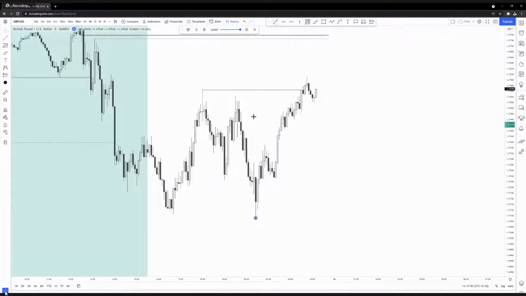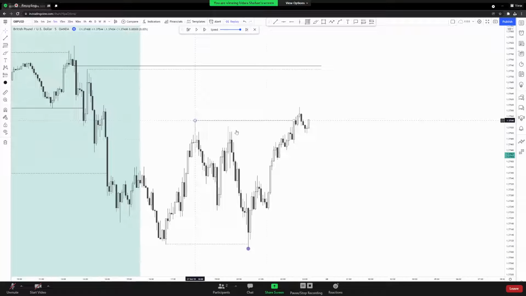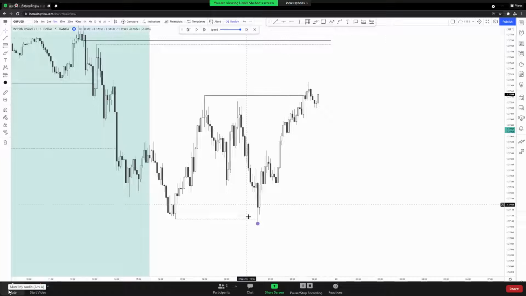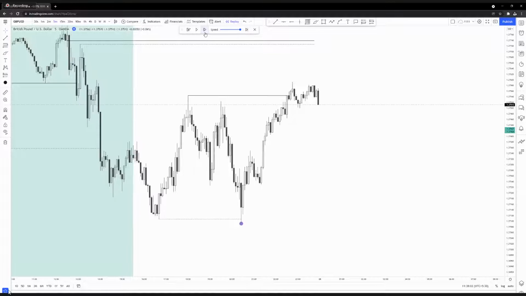So we have a strong low here. Why? It took out liquidity and broke structure, right? Broke structure, so we have a strong low. Let's wait until it creates a weak high.